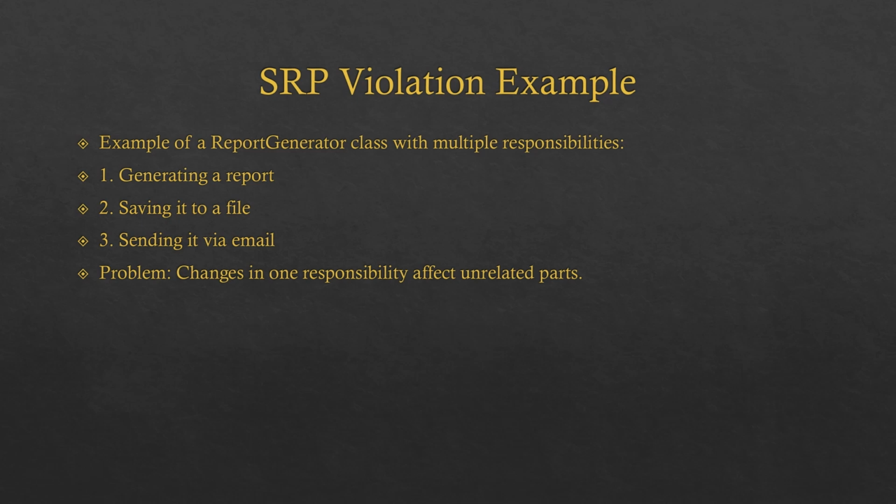Let's look at an example where SRP is violated. Suppose we have a report generator class. This class is responsible for three things: generating a report, saving the report to a file, sending the report via email. In this case, the class has multiple responsibilities. If we need to change one of these, we risk affecting the others, making the code harder to maintain.